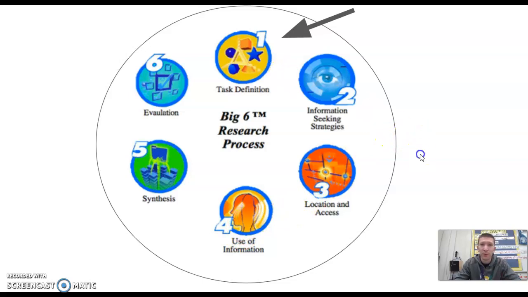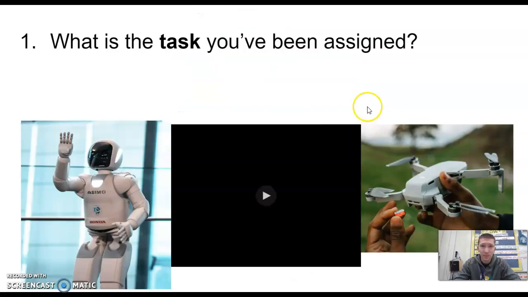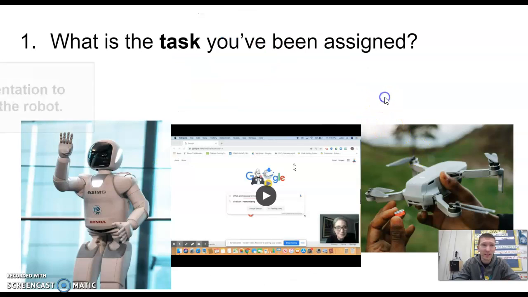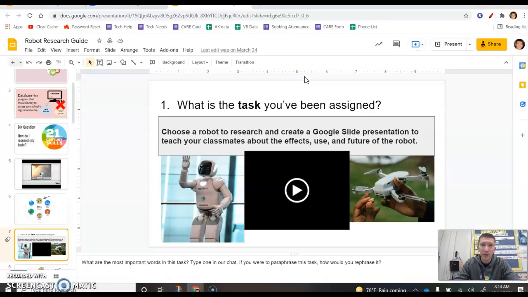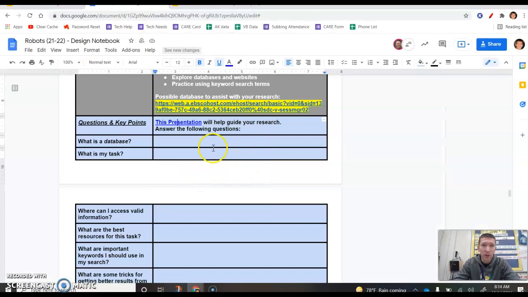So step number 1 is the task definition. What is it that you've been assigned? Choose a robot to research. Create a Google slide presentation to teach your classmates about the effects, use, and future of your robot. And so if you look back at your design notebook, that is question number 1.